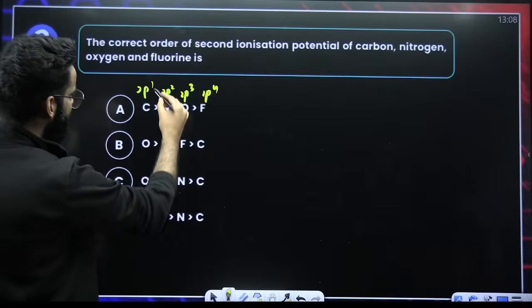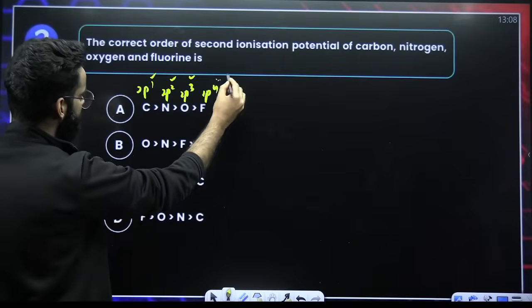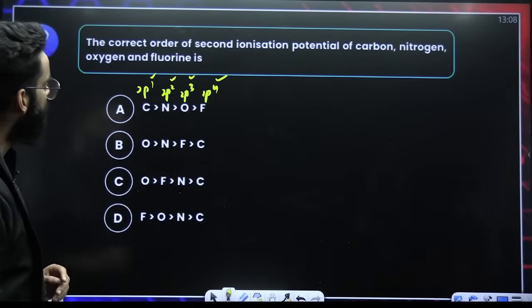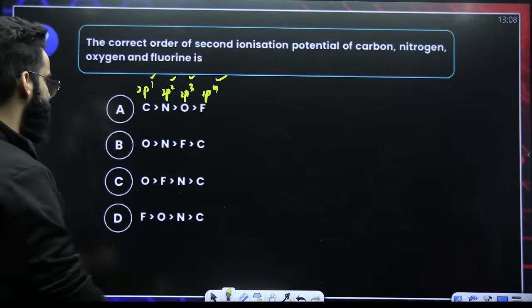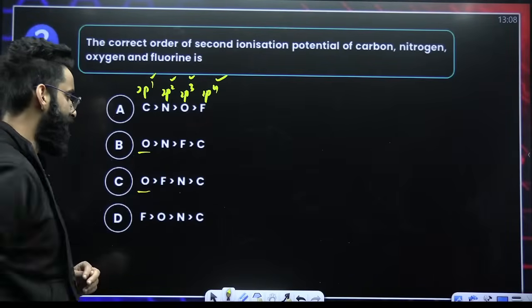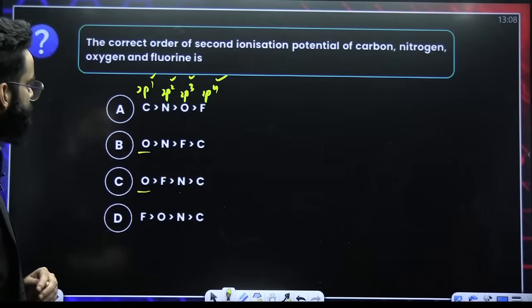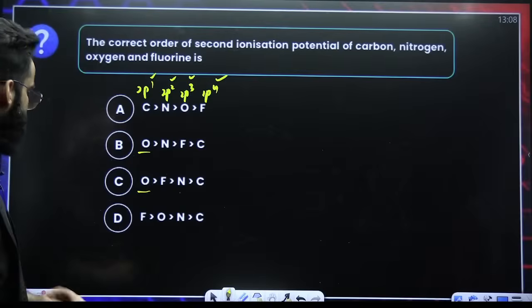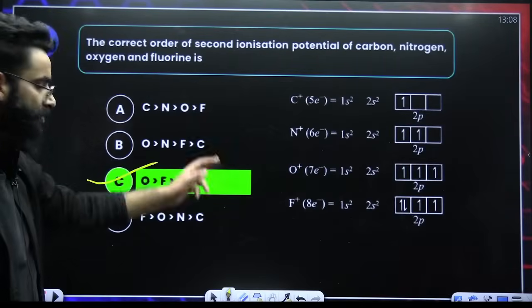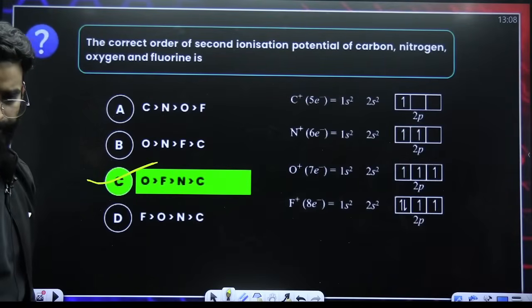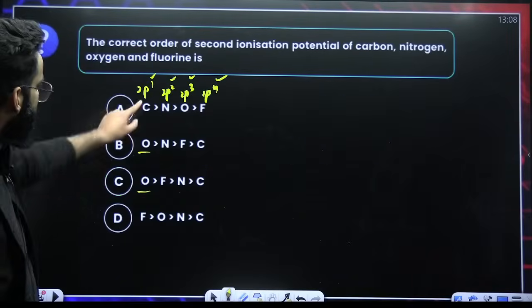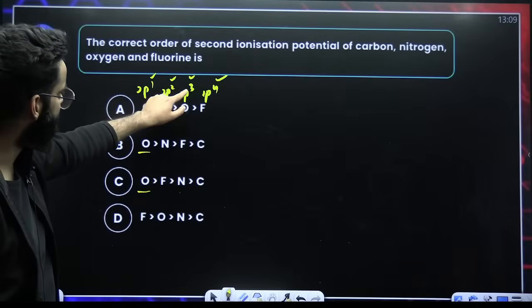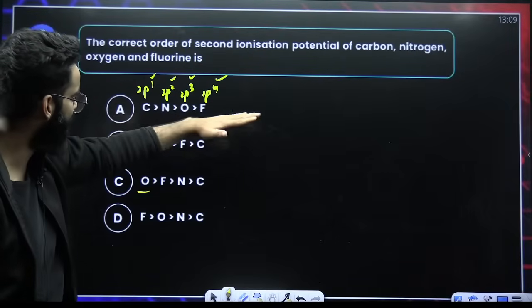Now you have to take one electron out from these configurations. So the second ionization potential will be maximum for oxygen. And after oxygen, it's evident it's going to be fluorine, etc. I hope you got what I said. One electron here, two electrons here, three here, four here, because we have already taken one electron out.